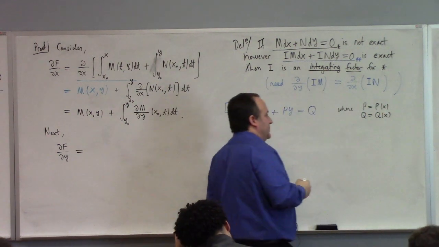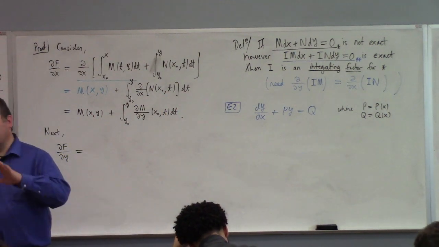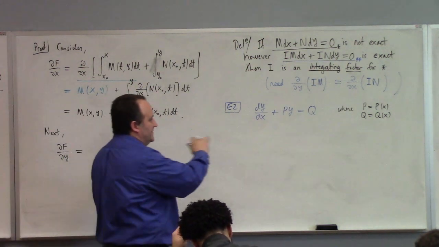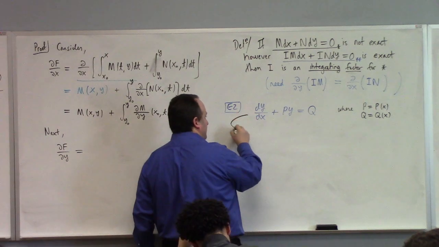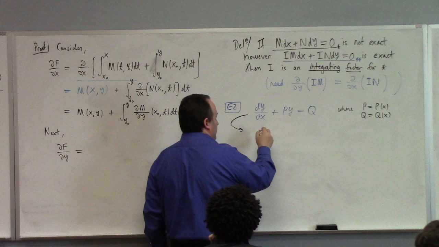Does that make sense? The way I wrote that, p is equal to p of x, q is equal to q of x. I'm saying they're just functions of x. They're not functions of y. Okay, so let's write this in Pfaffian form. What's that? We've got, let's see here.